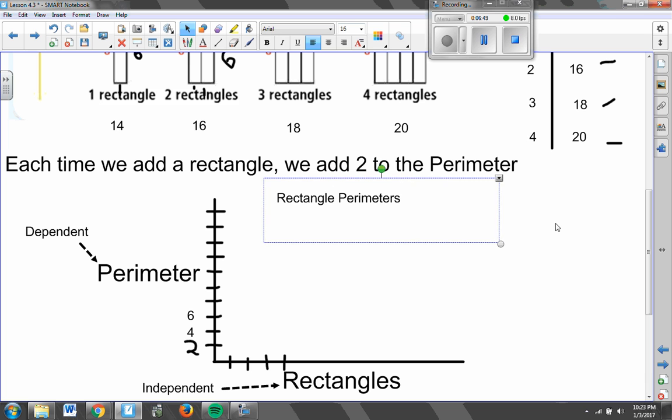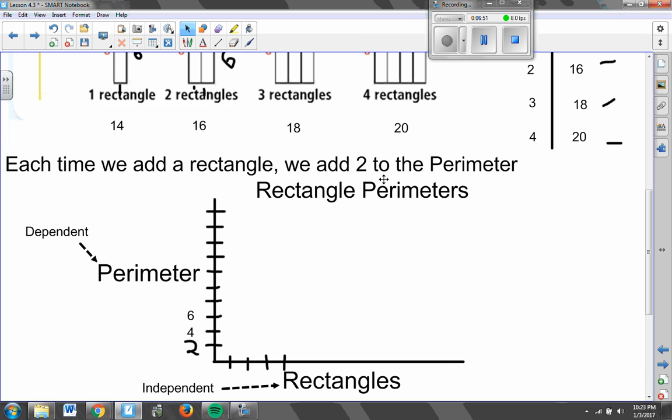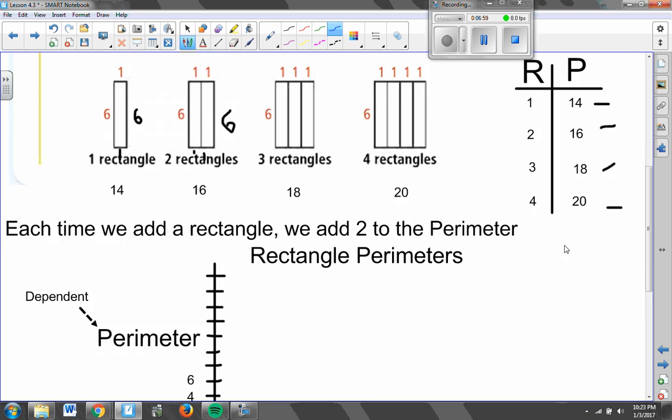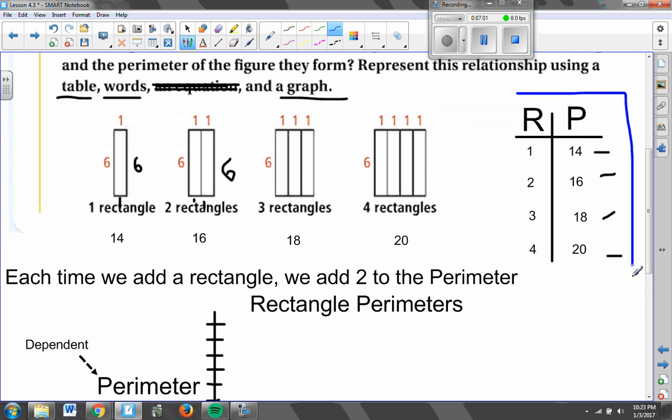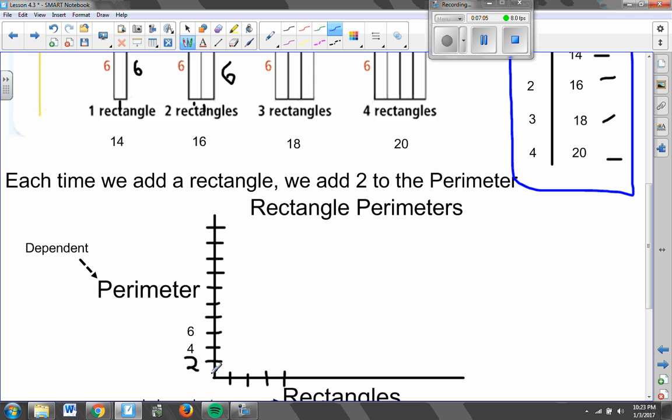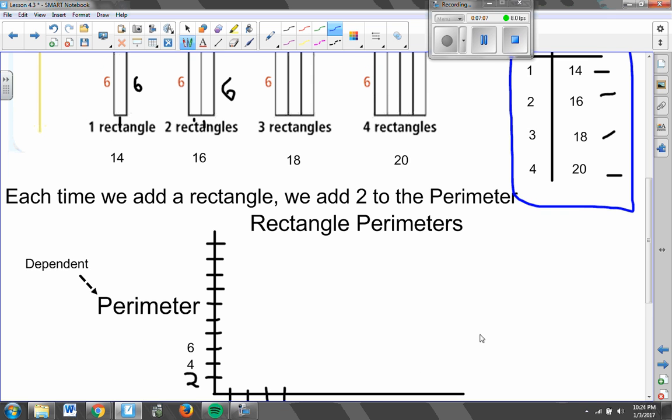That's my title on this graph, rectangle perimeters. Now I'm going to start plotting points. And where are the points going to come from that I plot on my x and y axis? I'm going to plot them from my table of values. They come from right over here. Because I have different numbers of r for my r axis down here, my rectangles, then I have different numbers for my p, for my perimeter axis.